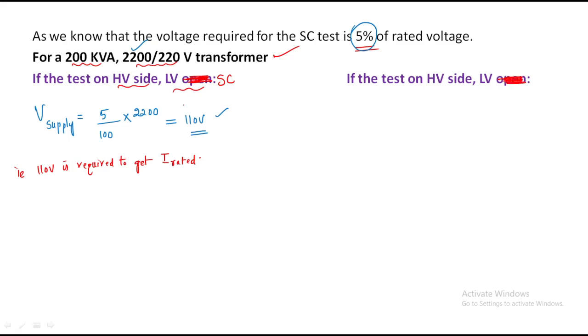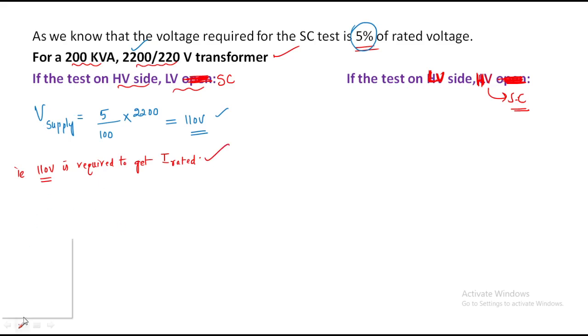Sorry, there are so many changes. If the test is on the HV side, LV is short circuited. If the test is on the LV side, HV is short circuited. Kindly make the changes. So if it is on the HV side, this is the voltage required to set up rated current.